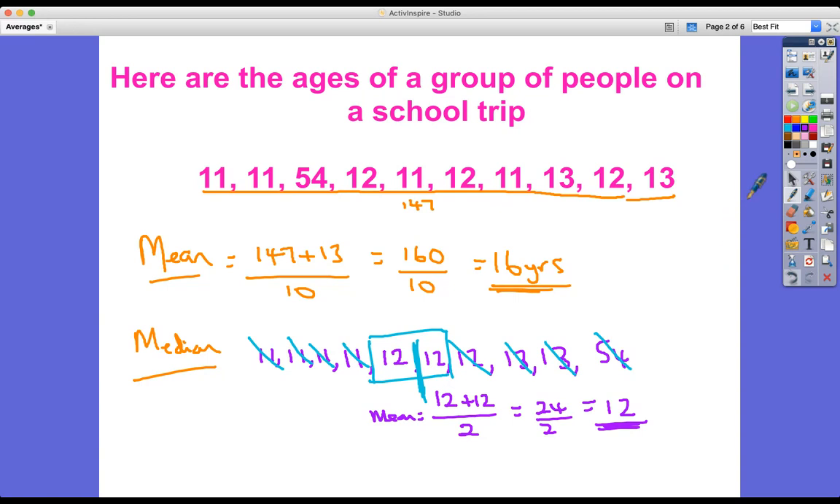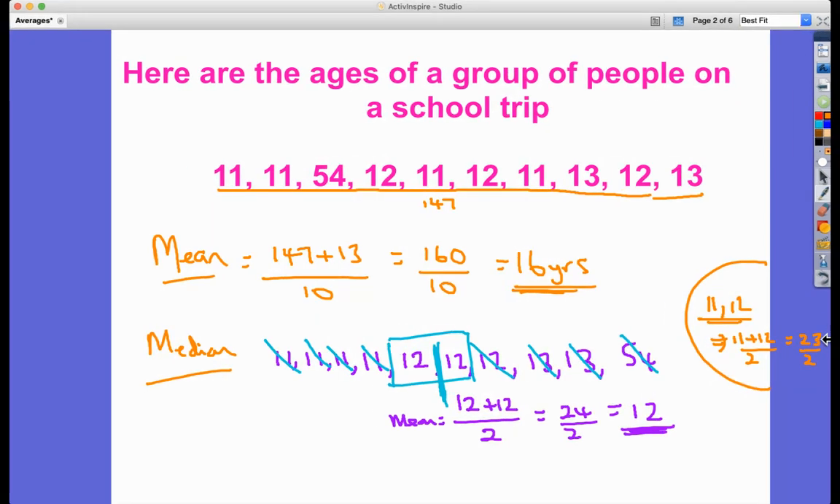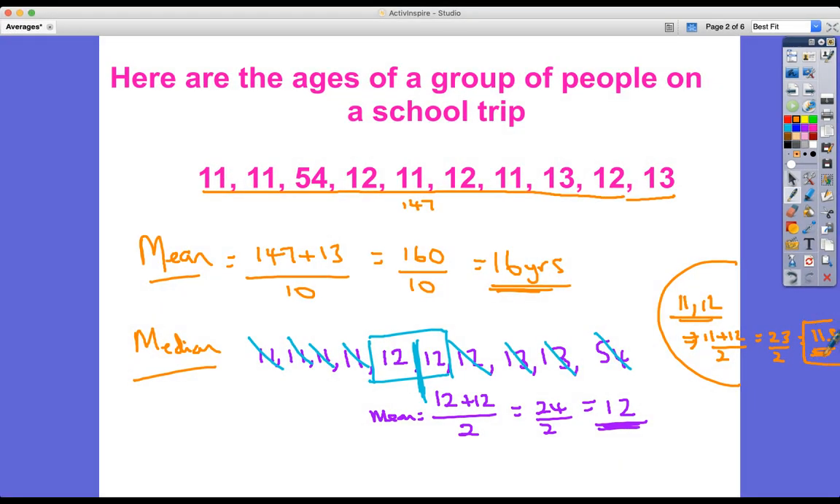Imagine if you'd got 11 and 12 in the middle. Then what would you have had as the average of those 2? You could probably do it in your head, or you could use the mean. So 11 plus 12 divided by 2 is 23 divided by 2, which is 11.5. So you might even get decimal answers coming out.